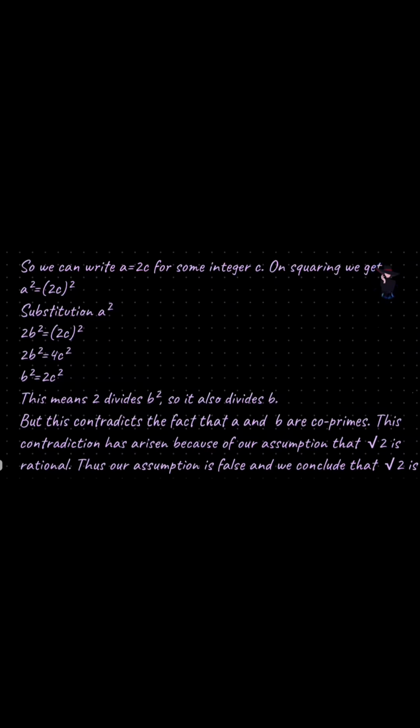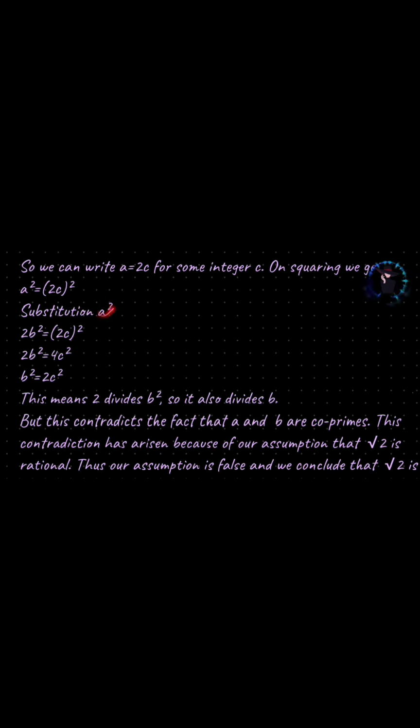So we can write a is equal to 2c, where the value of a should be any positive integer, right? As we have seen in Theorem 1.6, the value of a is any positive integer, which we are taking as c. On squaring, we get a is equal to 2c. 2c is our positive integer.